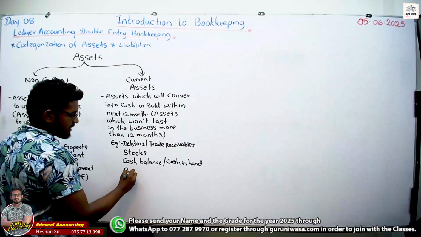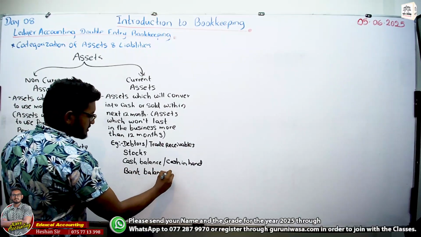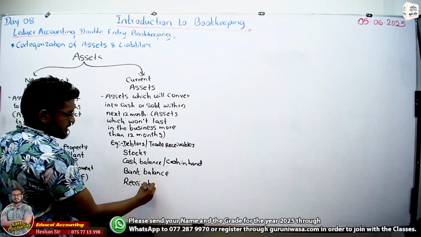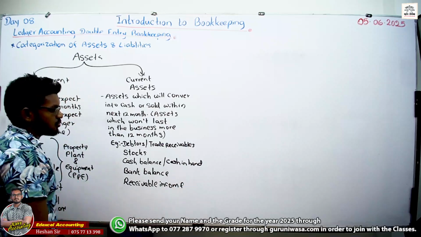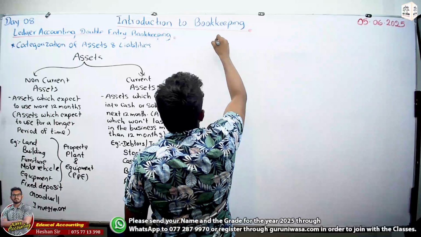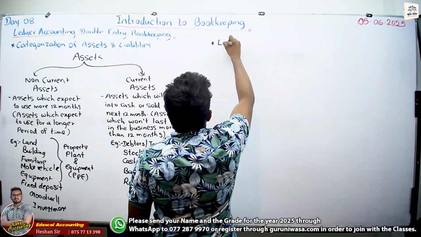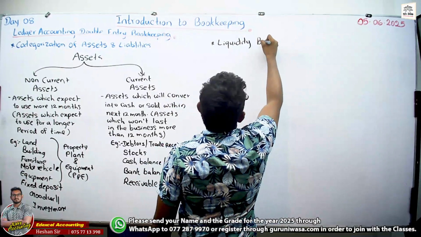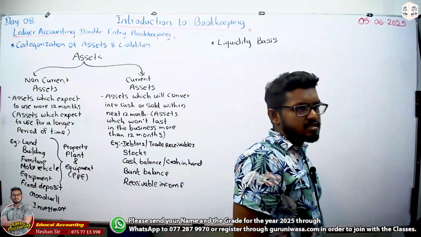Bank balance. Bank balance is current account balancing. There is another term called receivable income, right? Those kind of things. Now we use liquidity basis to represent the assets. What is the term called liquidity basis?